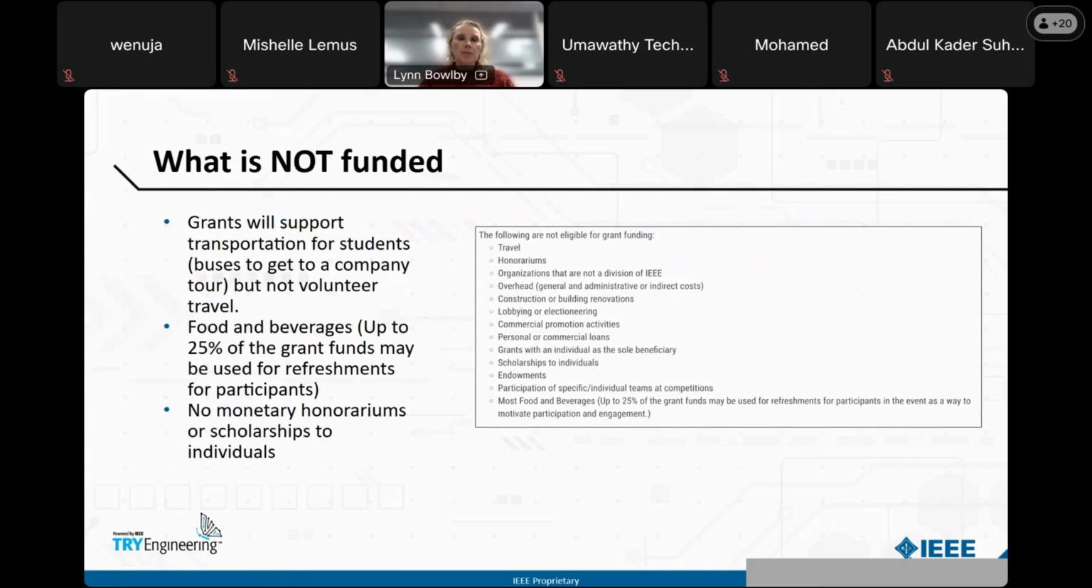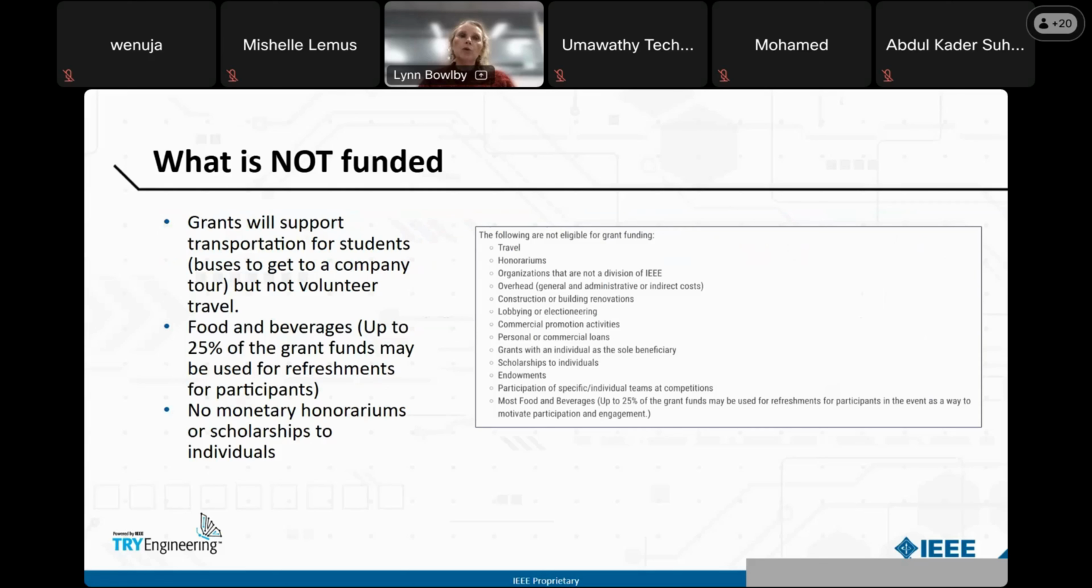So this is something that's really important to keep in mind. If you look on our grants page on TryEngineering.org, you'll see a bulleted list of items that are not eligible for grant funding. And so when you're submitting your application and including a budget, you do not want to include these items, because if you do, we likely cannot award you a grant. So it's important for you to keep that in mind as you're putting your budget together, because it may be the difference between your program receiving a grant or not.